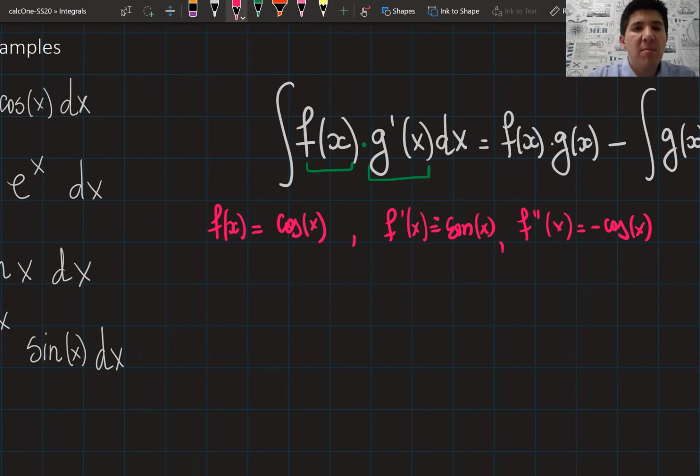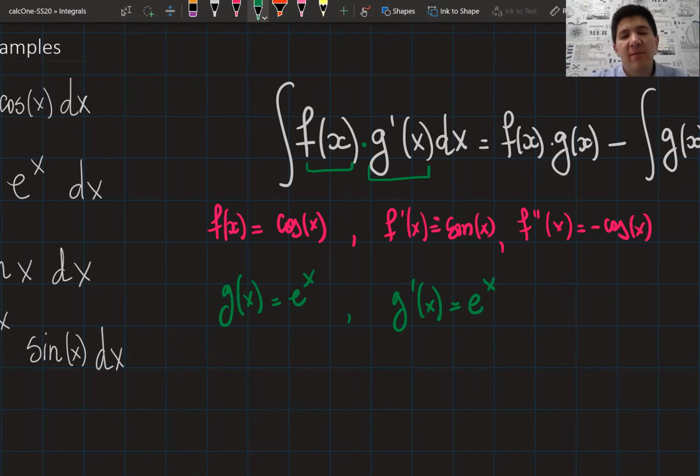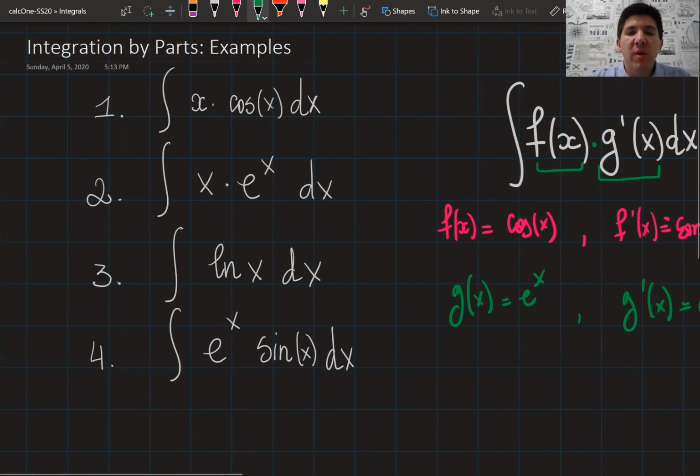This is the same for e to the power of x. Let's say I've got g of x, which is equal to e to the power of x. No matter how many times I take the derivative of e to the power of x, I'm always going to have e to the power of x. So in this lecture, we would like to discuss, if you've got the multiplication of two functions inside your integration, then you should try to use integration by parts.